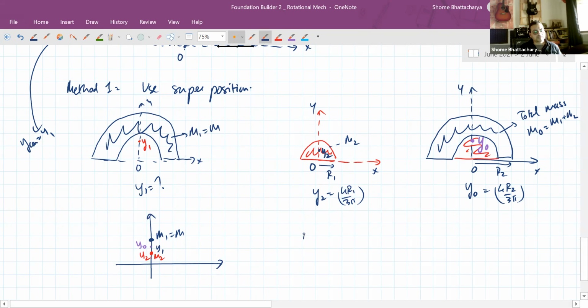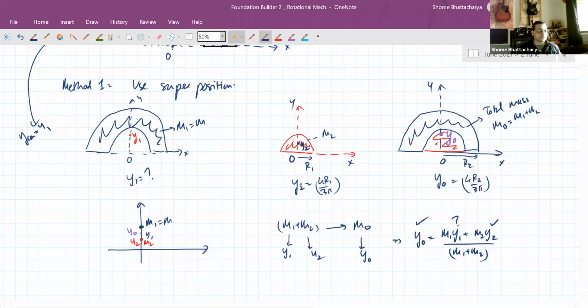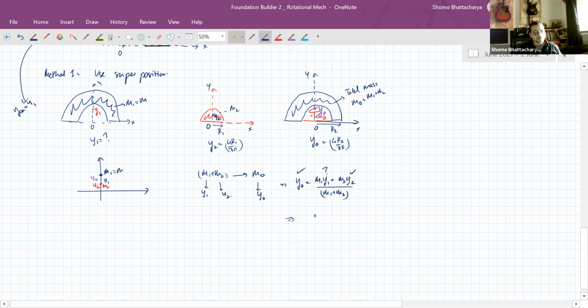If we take m1 plus m2, we are getting that mass m0. So this one center of mass is at y1, this one is at y2, this one is at y0. So y0 will be m1 y1 plus m2 y2 divided by m1 plus m2. Now I know y0, I know y2, and y1 is the unknown quantity. So I have to calculate m1, m2 in terms of each other and substitute. We can even say that m1 plus m2 into y0 is equal to m1 y1 plus m2 y2, or m0 y0 is equal to m1 y1 plus m2 y2.